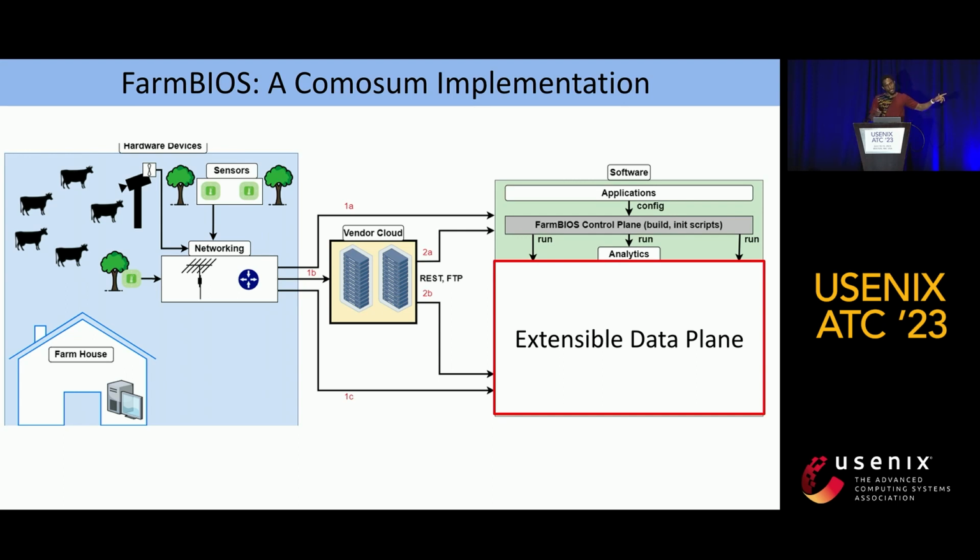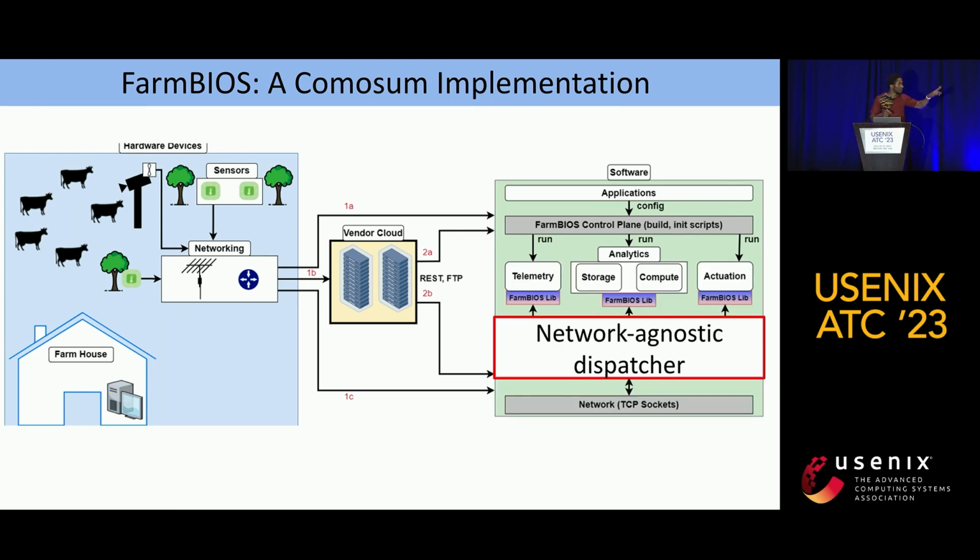One extensible data plane component I would like to discuss a little bit further, maybe 30 more seconds, is the RPC protocol. That is because it ensures that the modules are network agnostic. What do I mean? We have a FarmBIOS dispatcher that's going to be routing the messages between the modules, and the modules do not need to know if they're communicating over 4G, 3G, or TV white spaces.